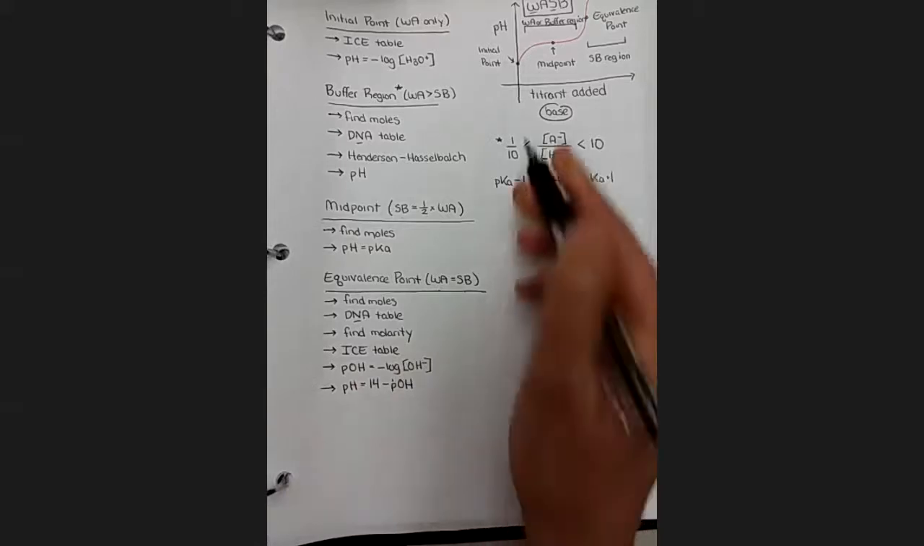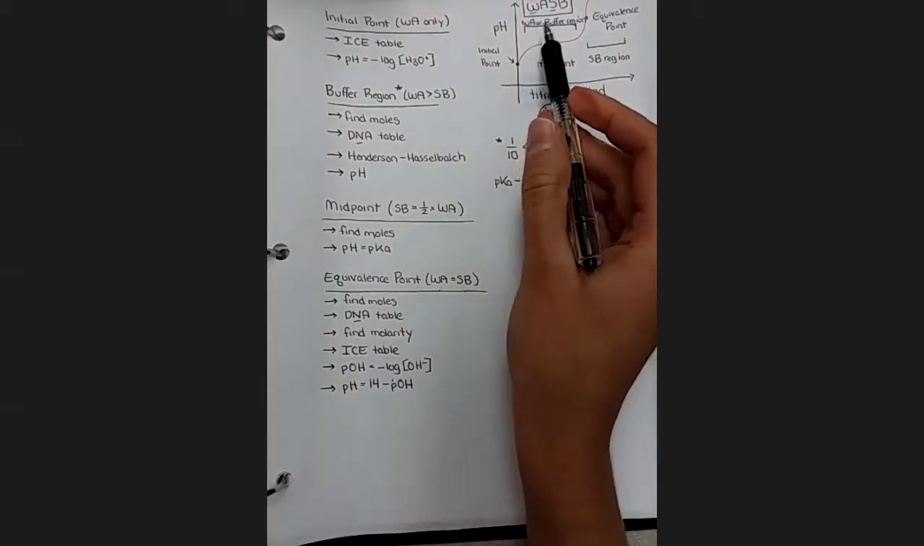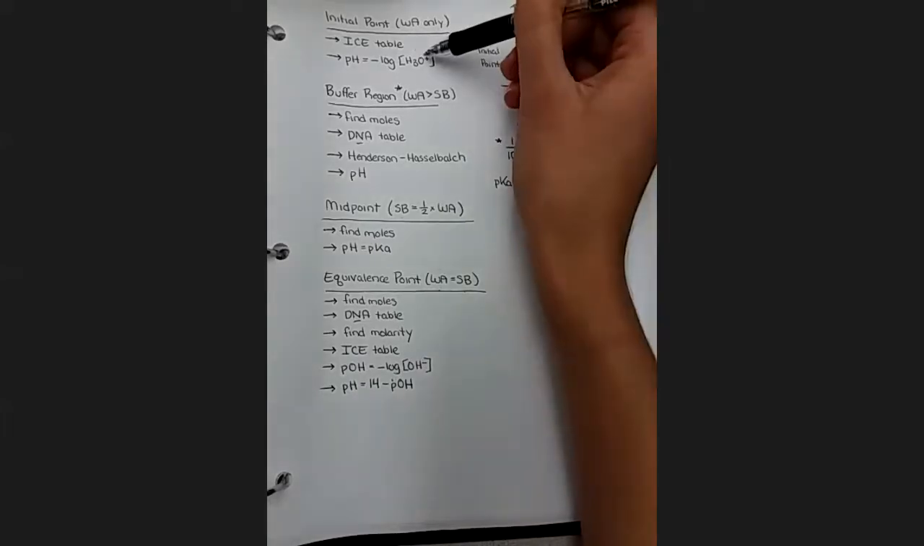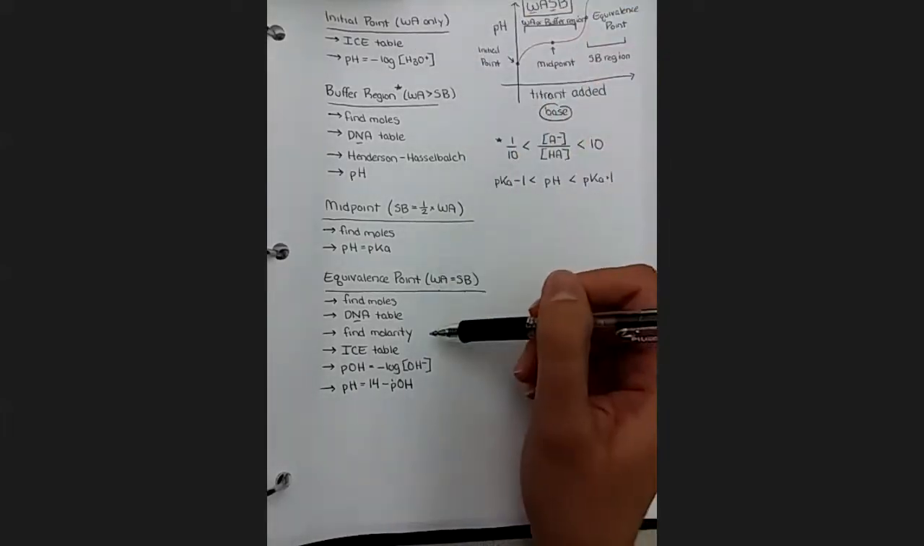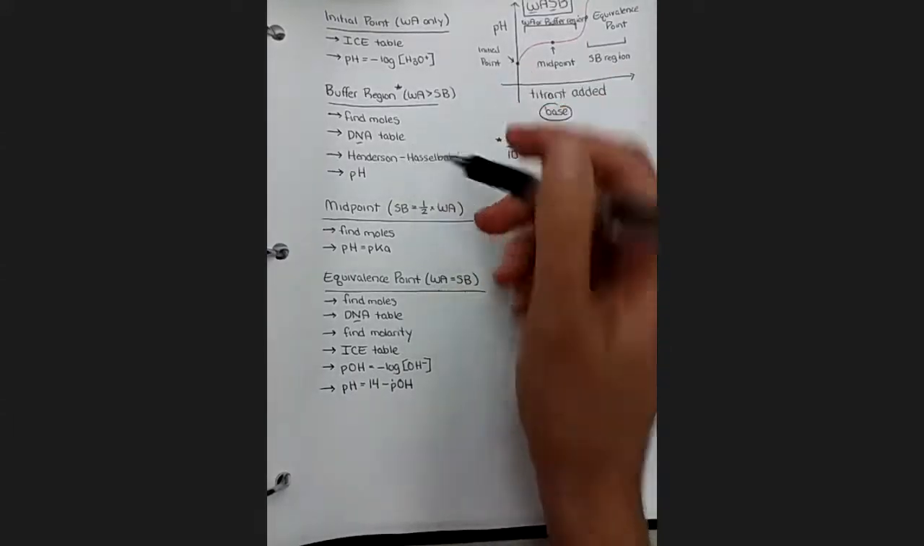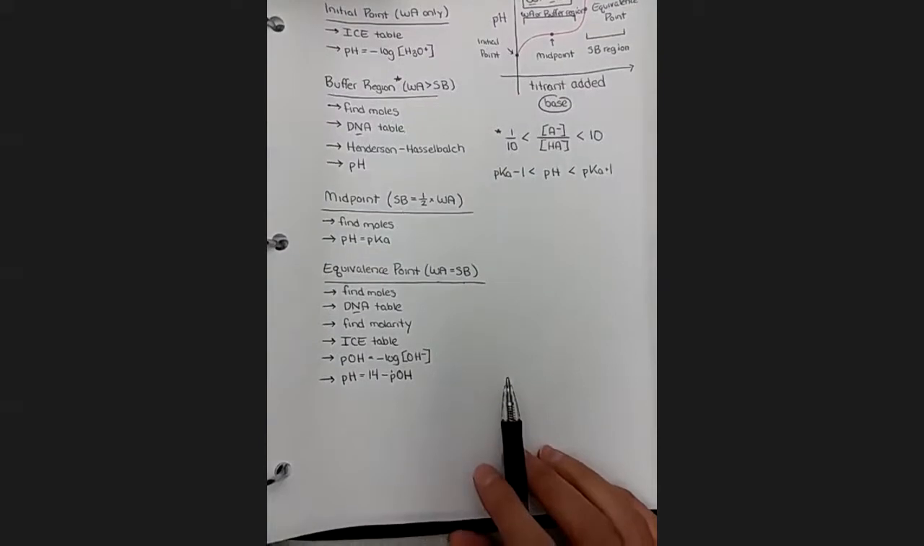So fortunately, even though there's a weak part of the system, we don't have to do an ice table all of the time. We only have to do it at the initial point and at the equivalence point. At these other points, we can use the Henderson-Hasselbalch equation because we're in the buffer region.